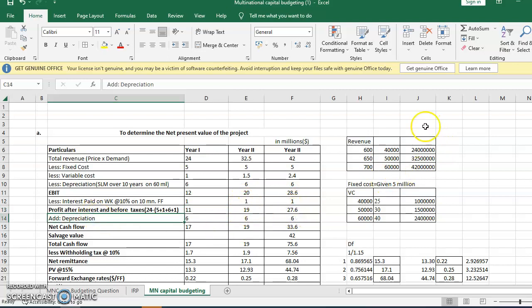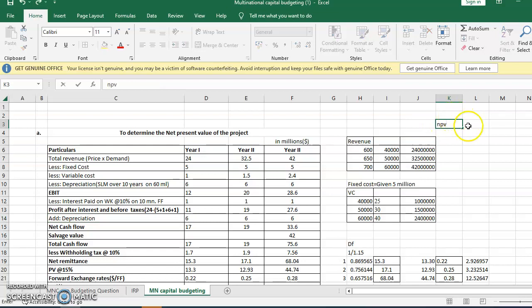Add back the depreciation. I told you very clearly, in case of the NPV, cash inflows are always equal to cash flows after taxation, but before depreciation, okay. So we have to consider the value that we have taken over here. So add back the depreciation 6. So 11 plus 6 is 17, 19 plus 6 is 25, 27.6 plus 6 is 33.6.